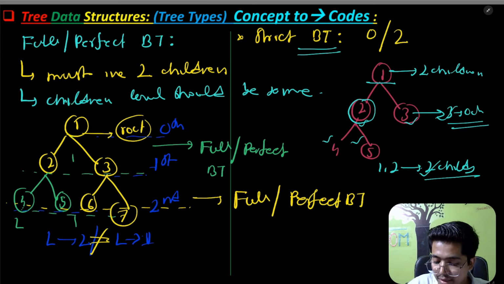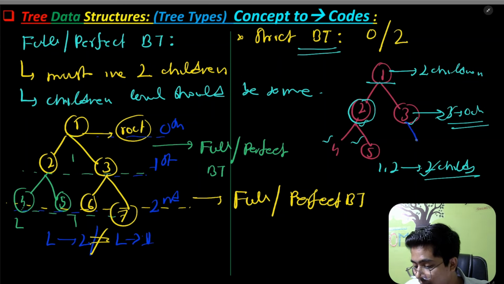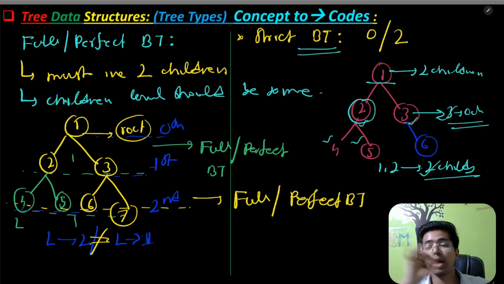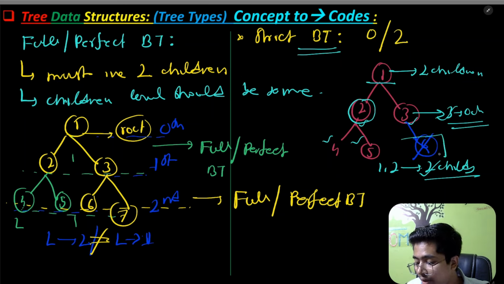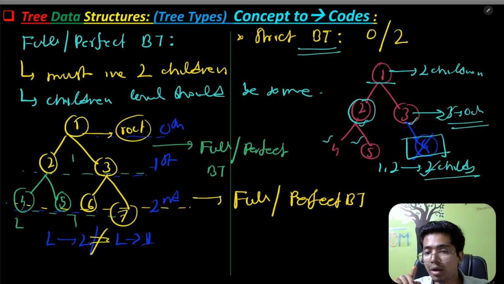Now let's take another example. If we just insert one element, 4, 5, 6, can we call it a strict binary tree? No, we cannot, because here there must be either an empty node or two nodes. With only one node, it cannot be a strict binary tree, and then it moves to the condition of a complete binary tree. So this is the concept of the strict binary tree.